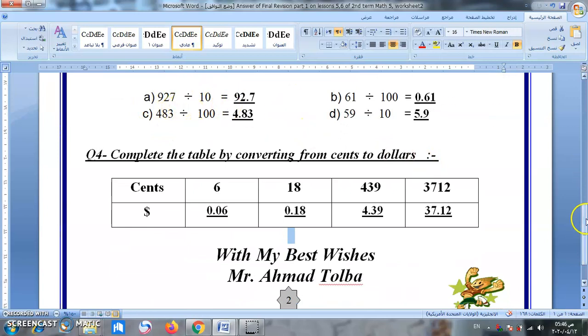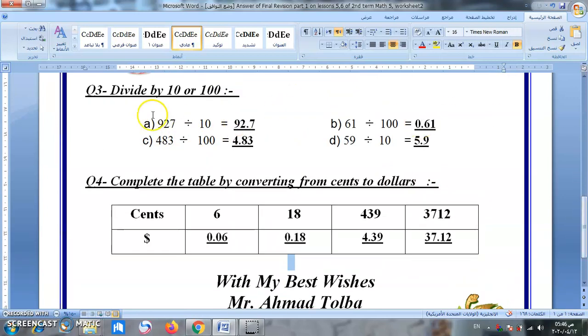The last exercise before the last one. Here we would like to multiply, sorry, we would like to divide. هنقسم by 10 or 100. When we divide, we move the point from the right to the left. Here we have 1 zero, so we will move to the left 1 number. So it will be 92.7.